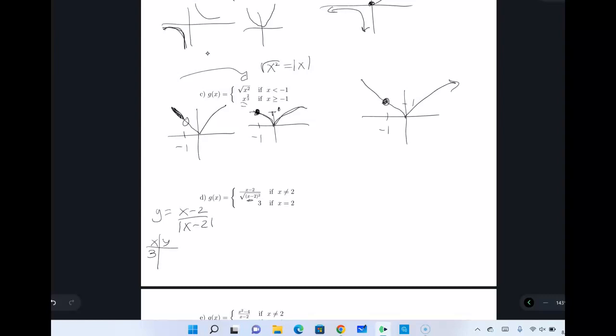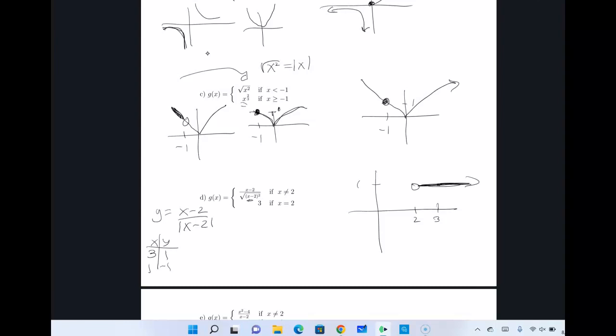What happens when I plug in 3? I get 1 over 1. If I plug in 1, I get negative 1 over 1. So it's 2 where it changes. So I'm going to put 2 here. If I plug in 3, I get 1. And so then here's 1, kind of open circle and out like this.